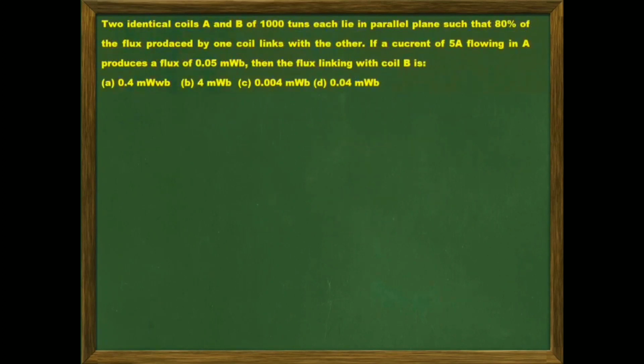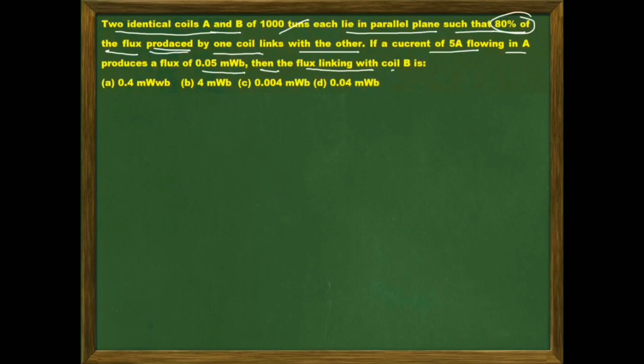In this question there are two identical coils A and B of 100 turns each, and they lie in parallel planes such that 80% of the flux produced by one coil links with the other. If a current of 5 ampere flowing in a coil produces a flux of 0.05 milliweber, then we need to find the flux linking with the coil B.